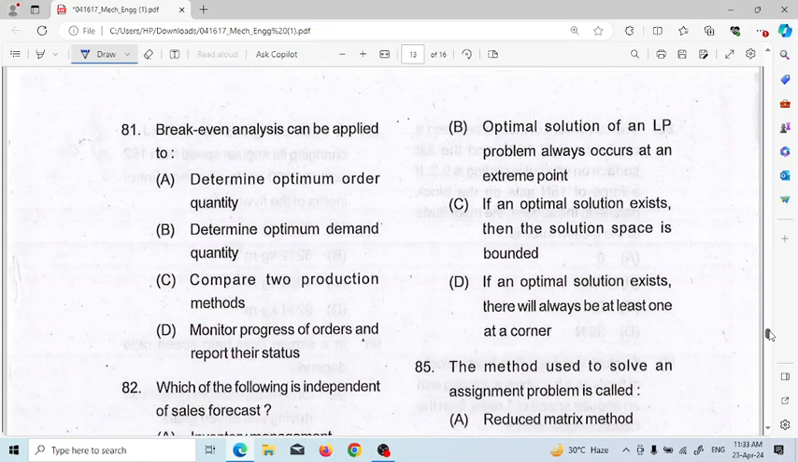Next question number 81. Break-even analysis can be applied to determine optimum order quantity, determine optimum demand quantity, compare two production methods. Option D, monitor progress of orders and report their status. So option C is the correct answer. Break-even analysis can be applied to compare two production methods.